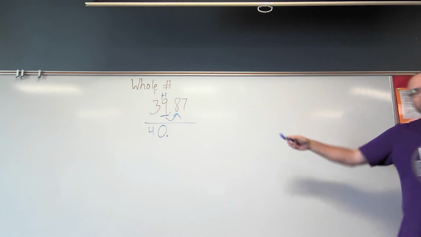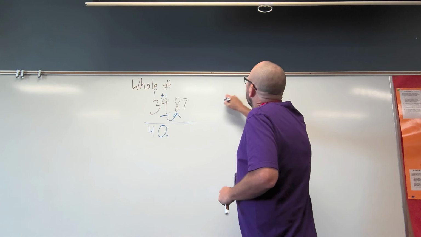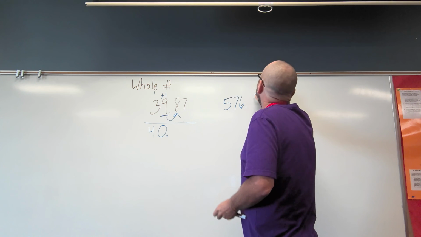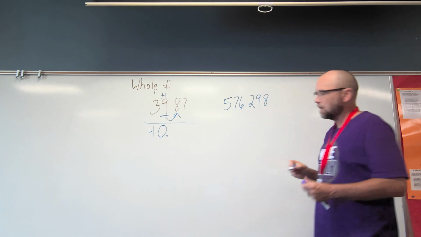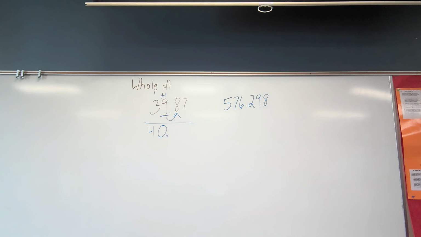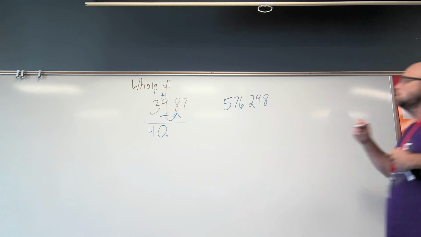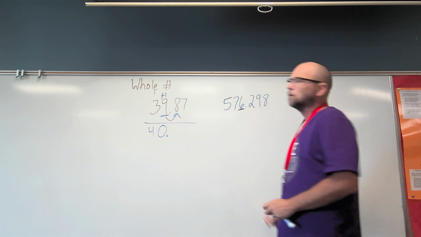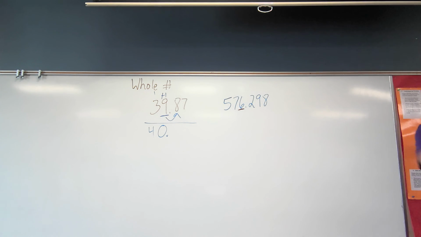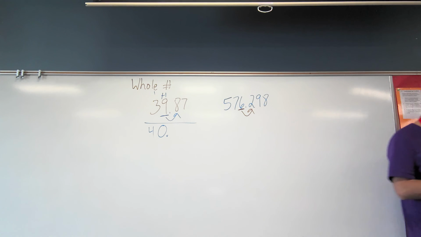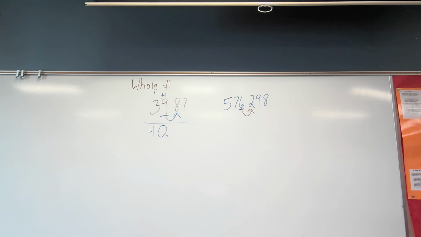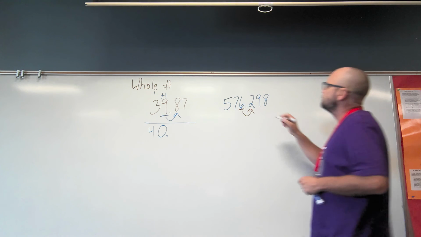Let's look at another one that we round to the nearest whole number. 576 and 298 thousandths. What is in the ones place? The 6. So I'm either going to add 1 or I'm going to add 0 to the 6. So I look behind it. Behind it is a 2. So do I add 1 or do I add 0? I add 0.